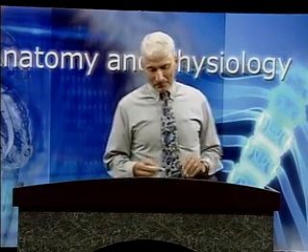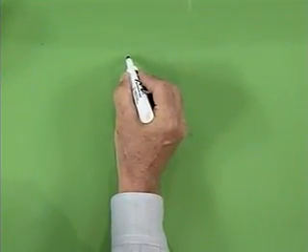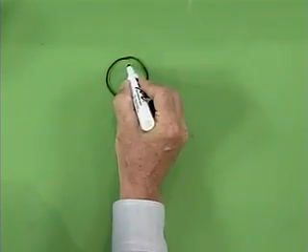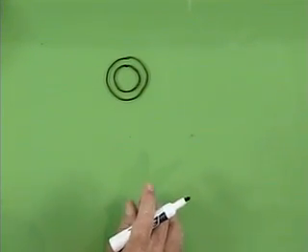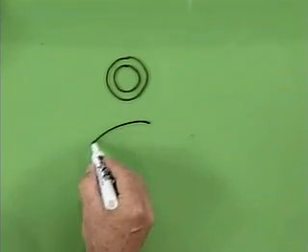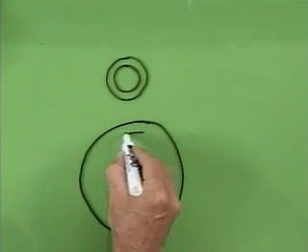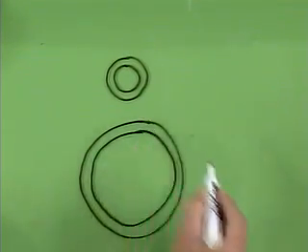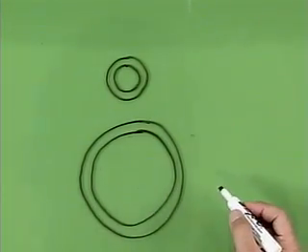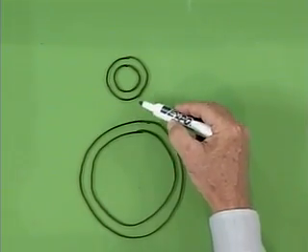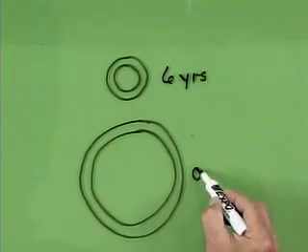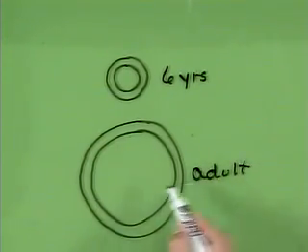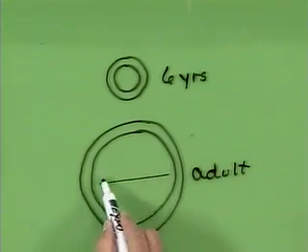Now, let's go back to the overhead one more time. Let's assume that we draw a circle here, put a little thickness on it, and say this is a transverse section through our humerus when we're, say, 6 years old. And then we'll draw a much larger circle down here and say this is a transverse section through our humerus as an adult. And of course, not only has the humerus grown in overall diameter from the time we were 6 until we're an adult, but also the medullary cavity in here has enlarged.